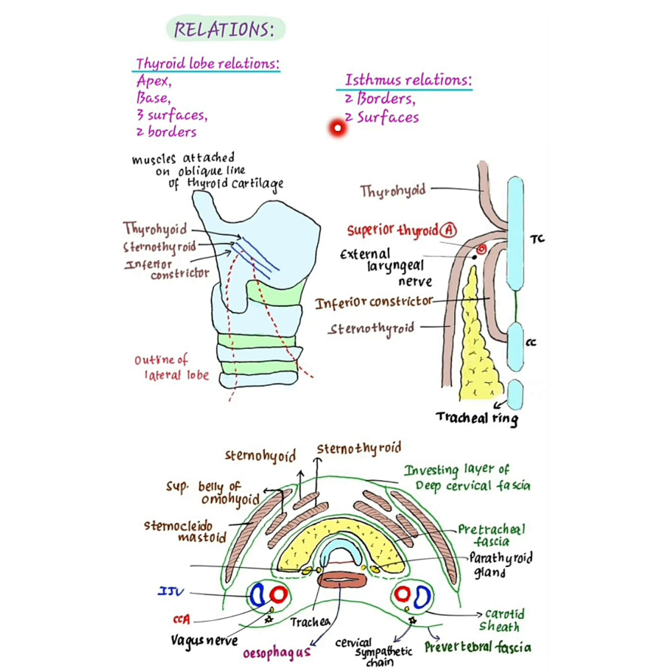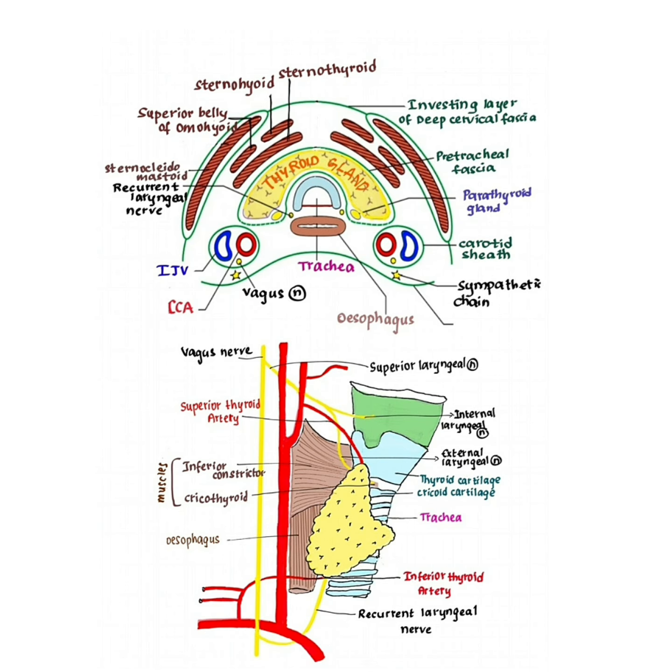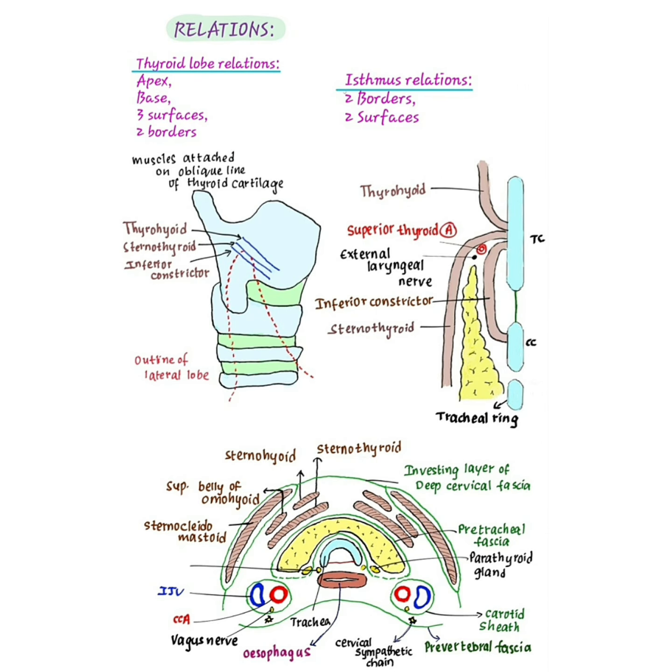Two surfaces, anterior surface and posterior surface. Anterior surface of isthmus is related to sternohyoid and sternothyroid. Anteriorly, it is related to sternohyoid and sternothyroid and anterior jugular veins. Posterior surface, it is related to second, third, fourth tracheal rings. As the isthmus lies in front of second, third, fourth tracheal rings, the posterior surface is related to second, third, fourth tracheal rings.